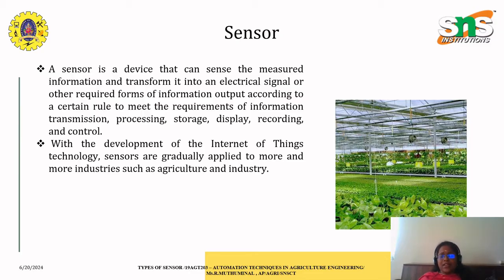So the sensor which we are going to use is also a device which will help us to measure or sense the information and then transform it into an electric signal and other required forms of information, like outputs, according to a certain rule, to meet the requirements of information transmission, that is processing, storage, display, recording and control.